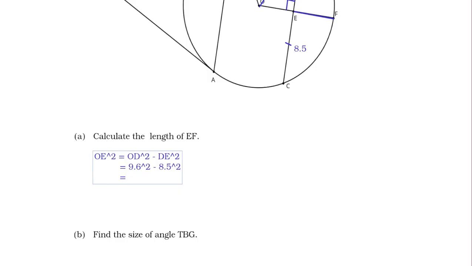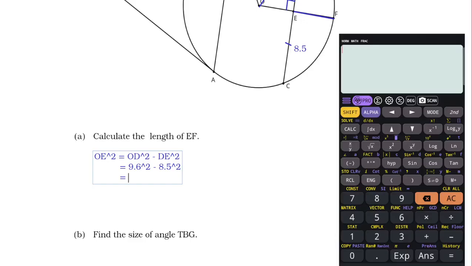So where is our calculator? It's here. Let's calculate. We have 9.6 squared minus 8.5 squared, and then the answer is 19.91. This is equal to 19.91.